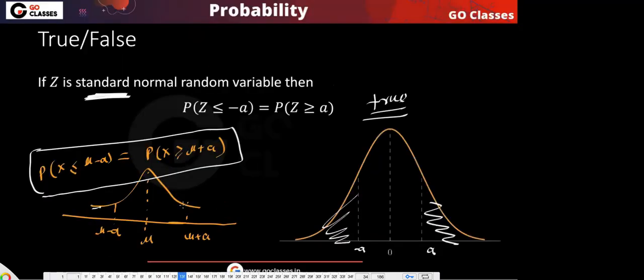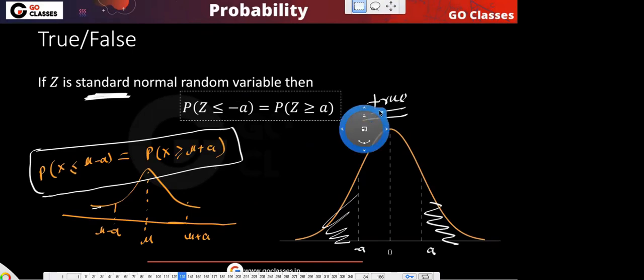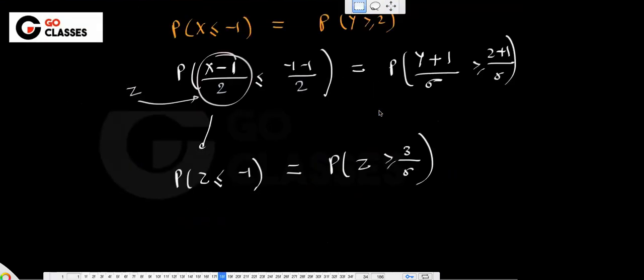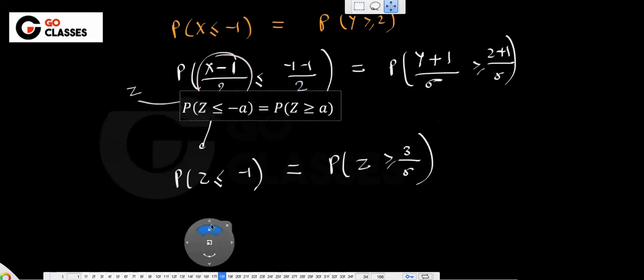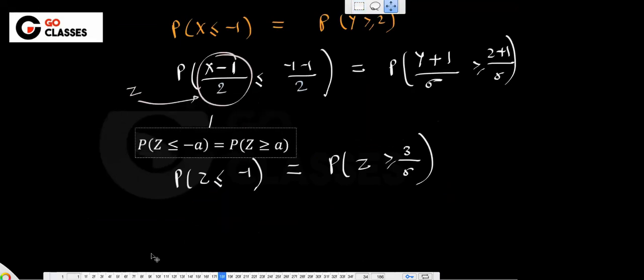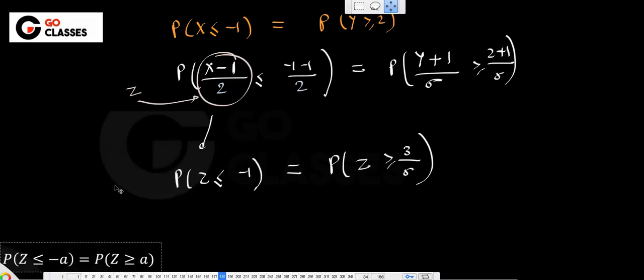Yeah, we know this. If the probability of z less than or equal to minus a equals the probability of z greater than or equal to a, then basically these two a's are the same, just the sign is different. So let me paste this thing there. Just use this and try to solve it, and get me sigma. What is the sigma?